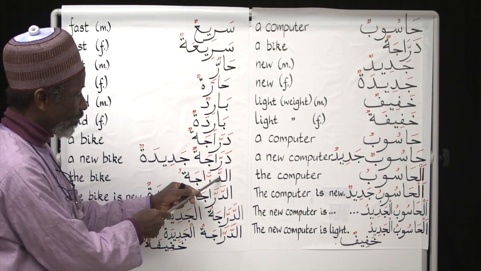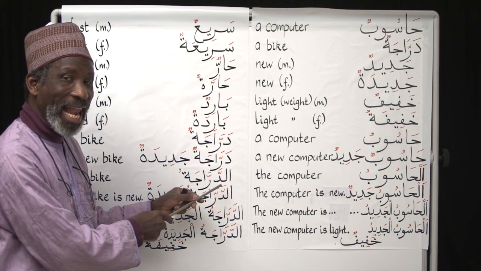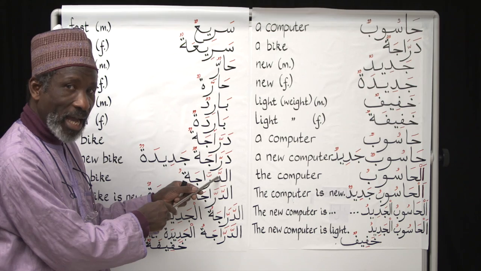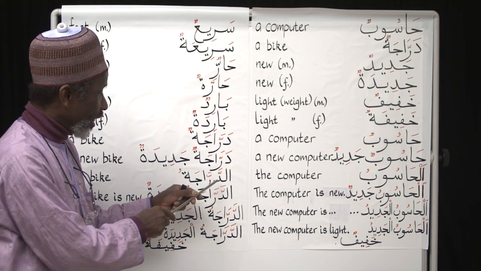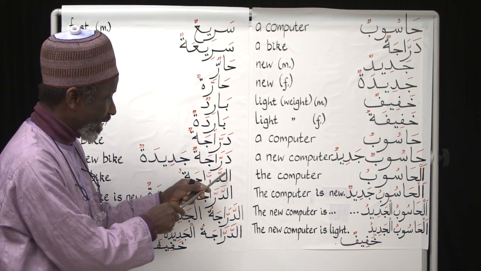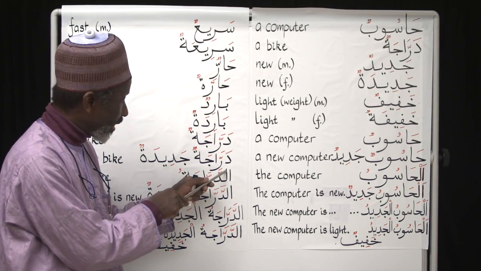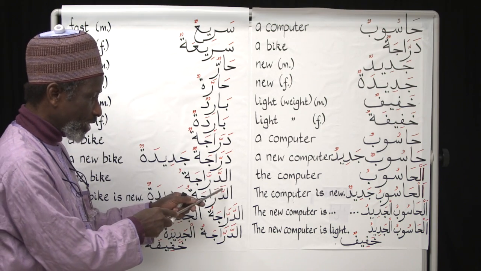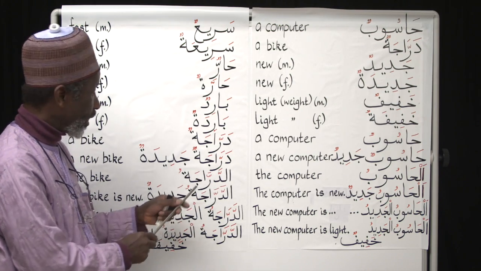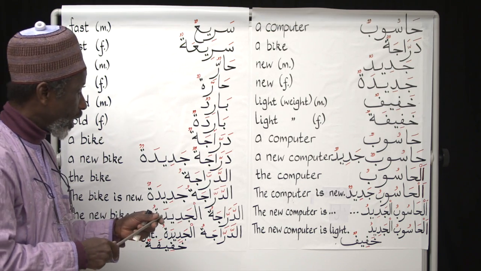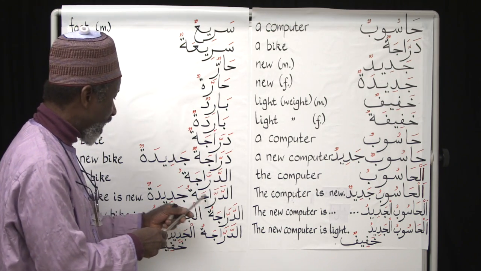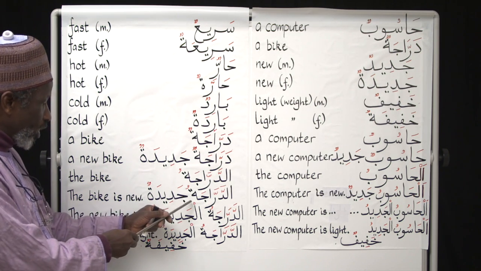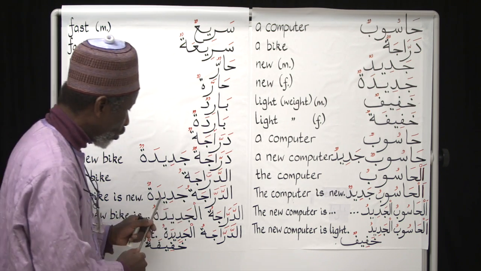Ad-darajatu. Here you have shadda after the L. That's a shamsiya, that's a sun letter, as we learned in the previous series. Because of this shadda, we suppress the sound of lam. We say ad-darajatu, because there's a sukun embedded in shadda. You can revise that in the previous series. So ad-darajatu jadidatun, the bike is new. We drop the L to achieve "is". Ad-darajatu jadidatun.